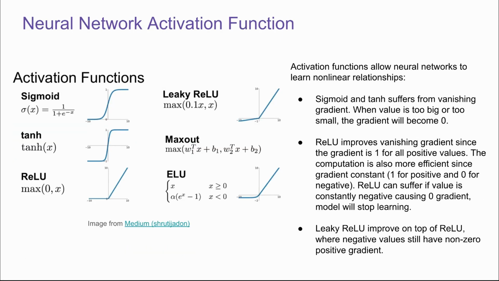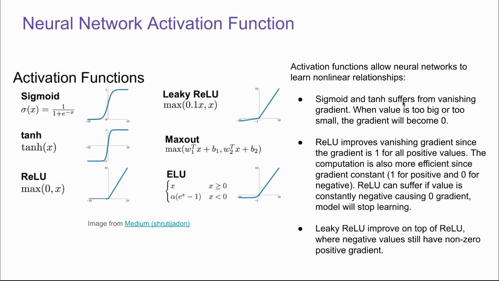Now let's move to activation function. Activation functions allow neural networks to learn nonlinear relationships, and there are several kinds of activation functions. There's sigmoid, tanh, ReLU, leaky ReLU, and maxout and ELU. I'm going to go through sigmoid, tanh, ReLU, and leaky ReLU, which I think are more common.